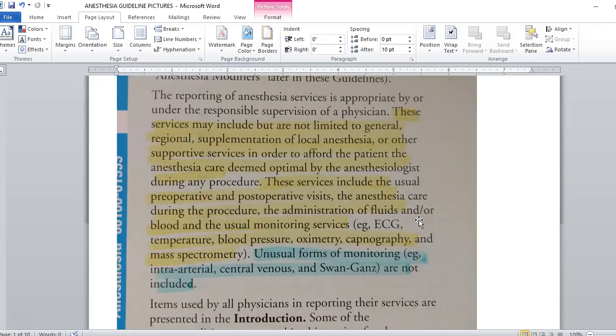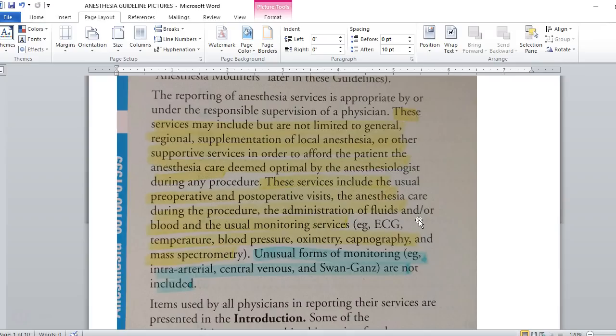And this is a general inclusion, which is great. It tells us these services may include but are not limited to general, regional, supplementation of local anesthesia, or other services in order to afford the patient anesthesia care deemed optimal by the anesthesiologist during any procedure. So again, something that surgeons will do sometimes is they give general anesthesia to the patient to knock them out completely. But if, let's say, they had to cut into the abdominal cavity, they may decide at the end of the procedure to do some local anesthesia around the site so the patient is relieved of pain for a little bit longer so that they can continue to heal.